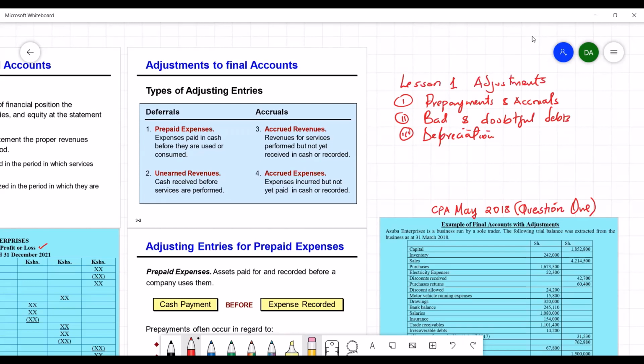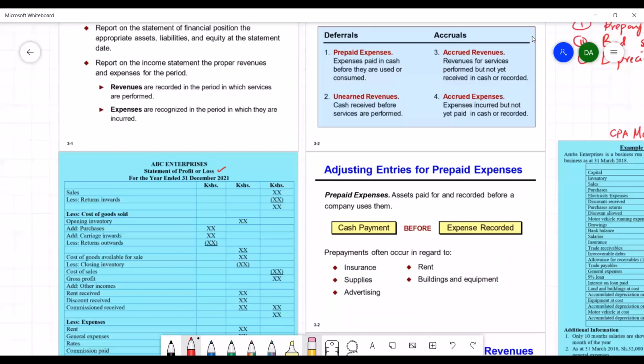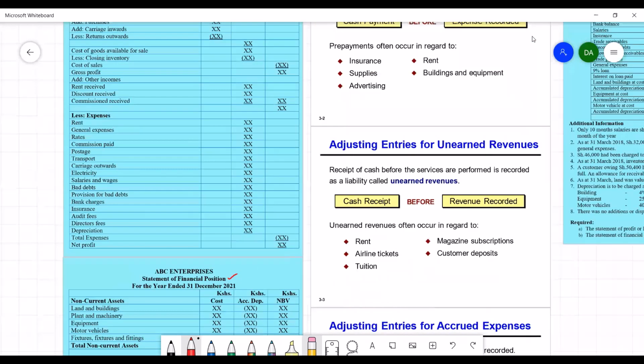As I'm doing that, I will be illustrating to you how to report these three adjustments in the statement of profit or loss of a sole trader and also in the statement of financial position. So after each and every adjustment, I will point out where such adjustment is found, whether it is an item of the statement of financial position or an item of the statement of profit or loss.